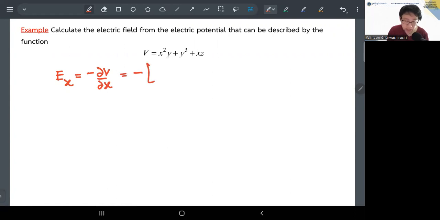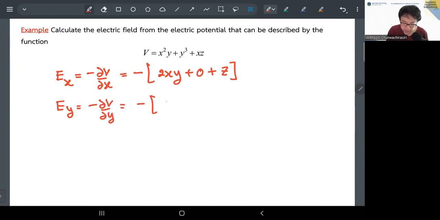Negative sign is there. Everyone still remember how to do partial derivative? When you do the partial derivative with respect to x, you treat y as just a constant. So what you have over here is 2xy plus 0 plus z. Cool? And that's it. You already got the x component of the electric field. What about the y component? You do negative dV by dy. You do the derivative with respect to y, you get x squared plus 3y squared plus 0. See? You treat x and z to be just a number.